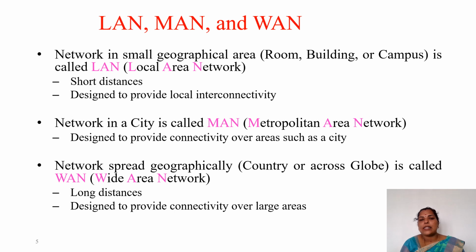Next is the network spread geographically, that is across a country or across the globe, called a wide area network. It is the connection over a long distance, and it is designed to provide connectivity over large areas. So based on the size of the area, we can categorize the network into local area network, metropolitan area network and wide area network.